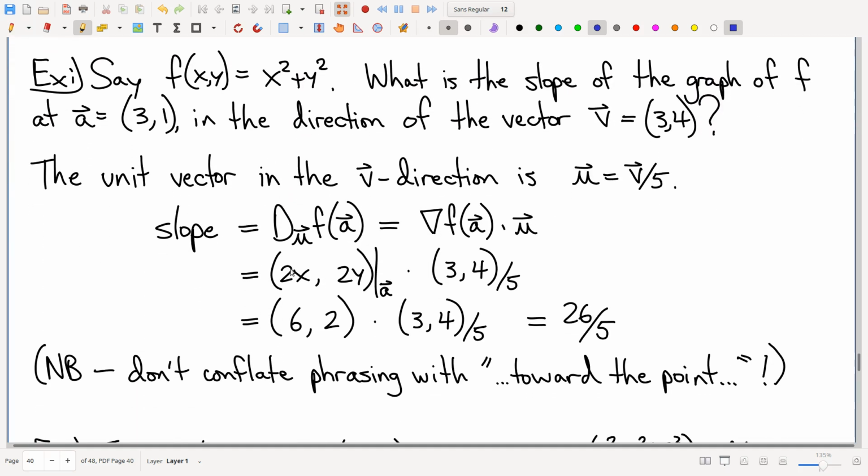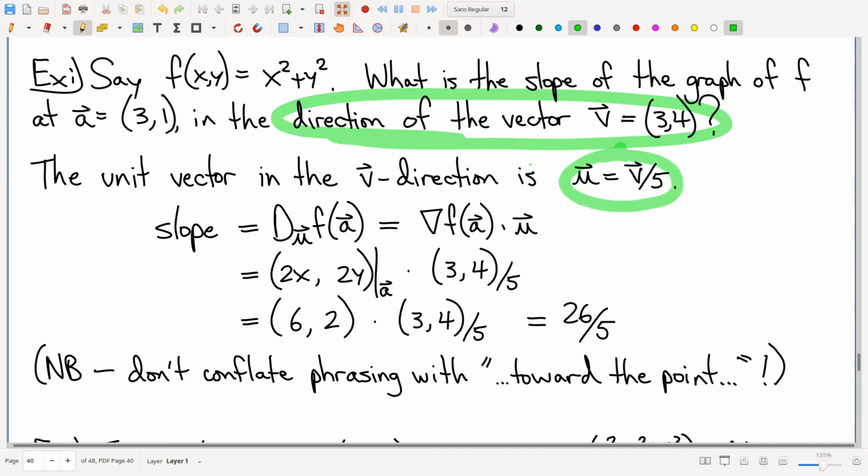So if I want to know the unit vector pointing in the direction of that vector right there, well, I have to divide by its own magnitude. Does that make sense?